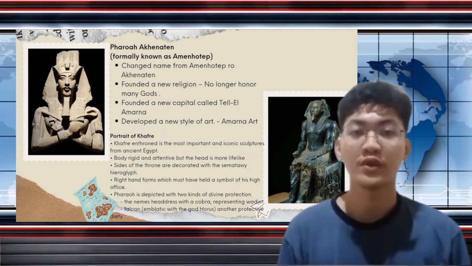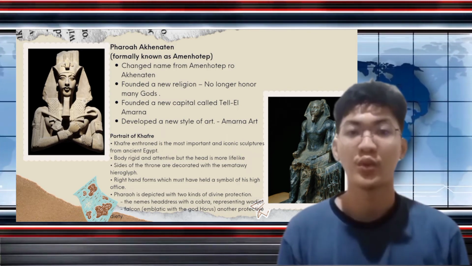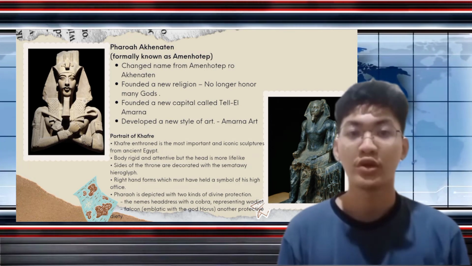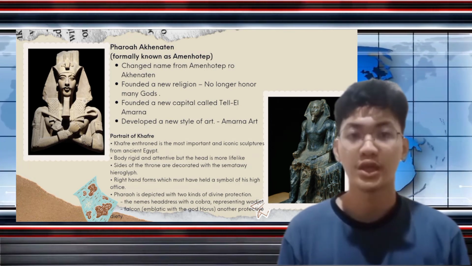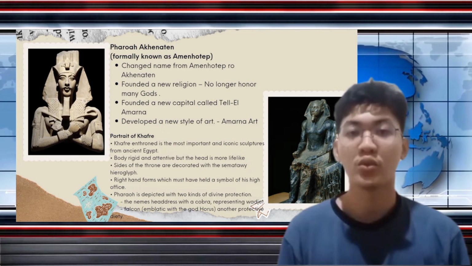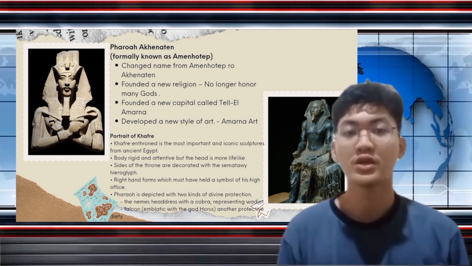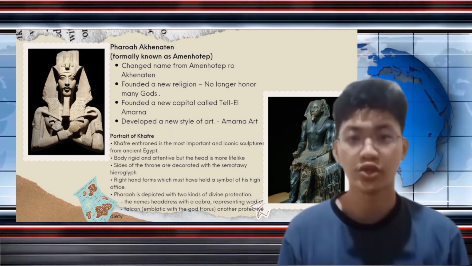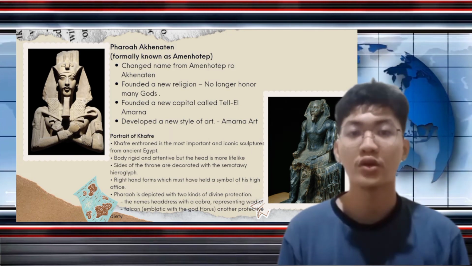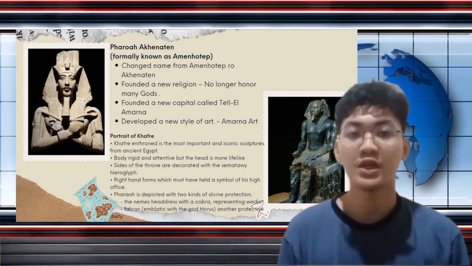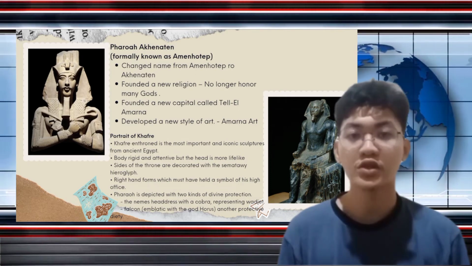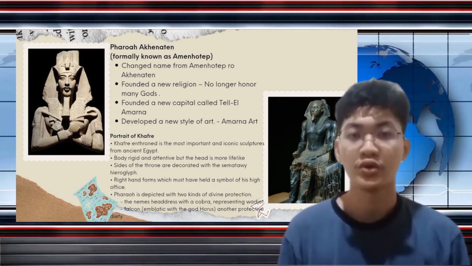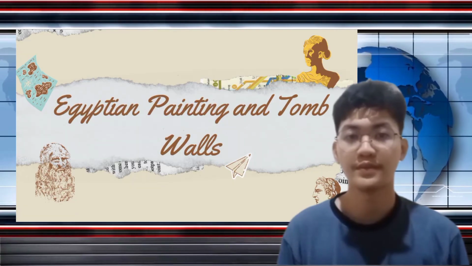Khafra is depicted with two kinds of divine protection. He wears the Nemes headdress with a cobra, representing Wadjet, the protection goddess of Lower Egypt. A falcon extends its wings to embrace the back of the king's headdress, emblematic of the god Horus, another protective deity, often directly associated with the living king, whose cult centered in Upper Egypt.